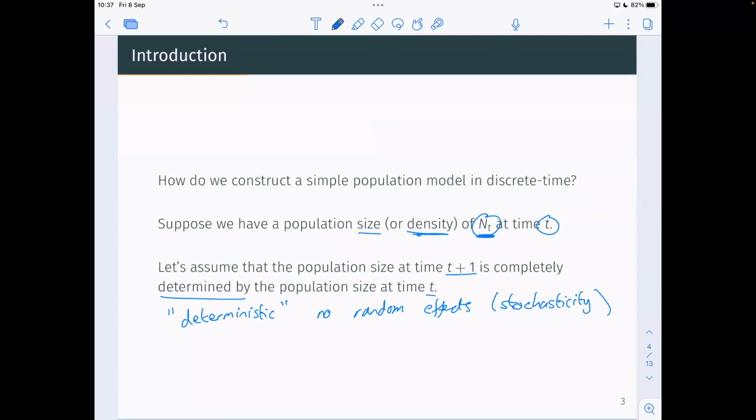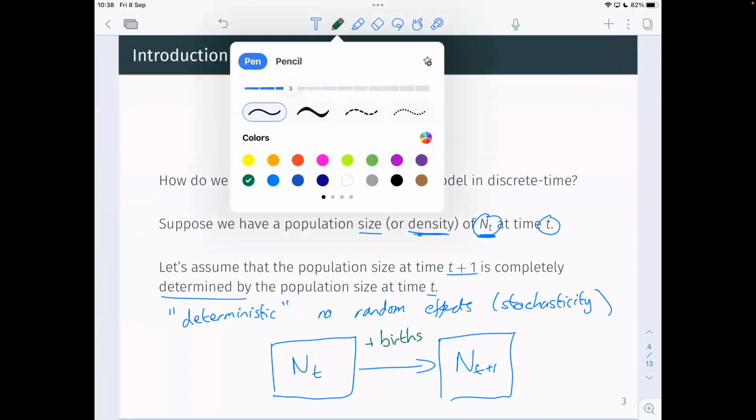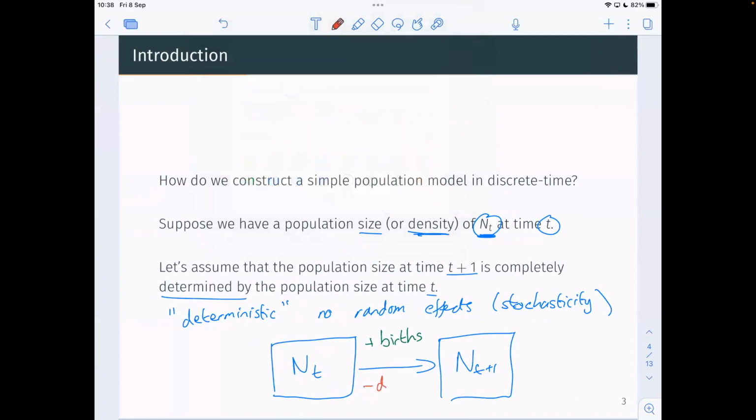So what does this model look like if we have a very simple population model? One way of visualizing this is thinking of our population at time t, and then projecting forward to our population at time t plus 1. What does that look like? Well, we have some processes, say things like we're going to be adding on births, and we're going to be taking away deaths.